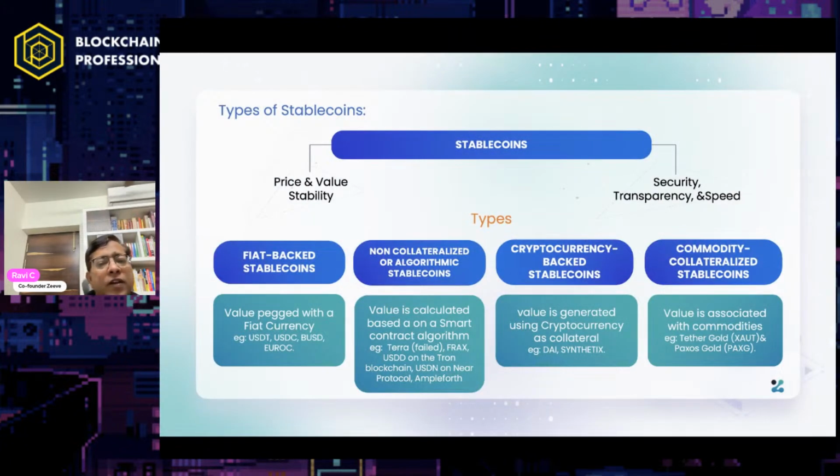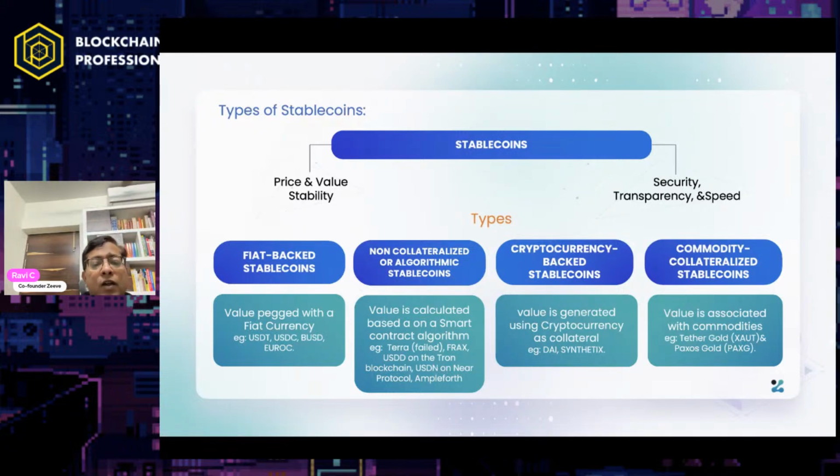So, what are the different kinds of stable coins? The most easily understood and the most common today is the fiat-backed stable coins. So, we have USDT, we have USDC, BUSD, and quite a few. In fact, PayPal also launched their stable coin. So, these are fiat-backed. They are pegged with a fiat currency like US dollar or euro or Australian dollar, Singapore dollar, etc. And the price of the stable coin does not change.